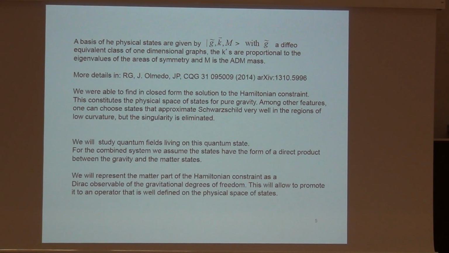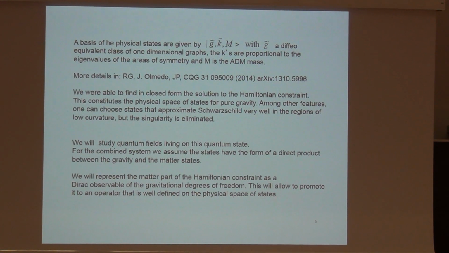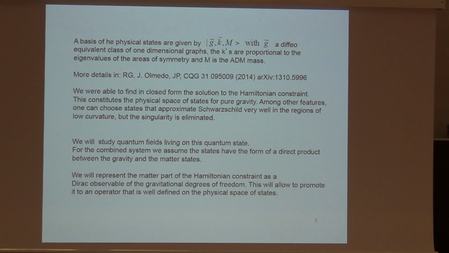And we're not going to study back reaction. We'll just let the quantum fields live there. So as a consequence, it's okay to take as an approximation that the states have the form of a direct product between gravity and the matter states. And we'll represent the matter part of the Hamiltonian as a direct observable acting on the quantum geometry, and take an expectation value of it and proceed to do a Fock quantization of the quantum fields. So we'll have a full loop quantum gravity treatment of the background and a Fock quantization of the fields living on it as a first approximation. So this is what we mean by quantum field theory on a quantum spacetime.